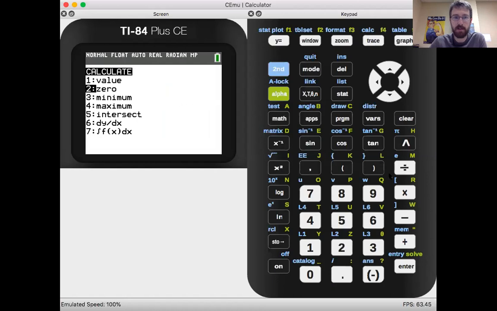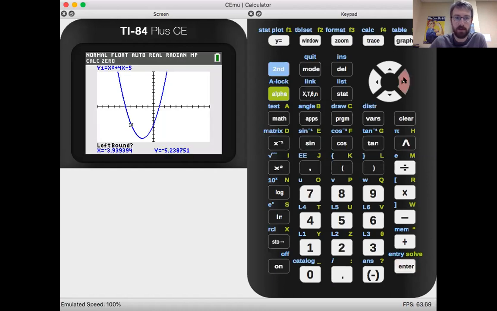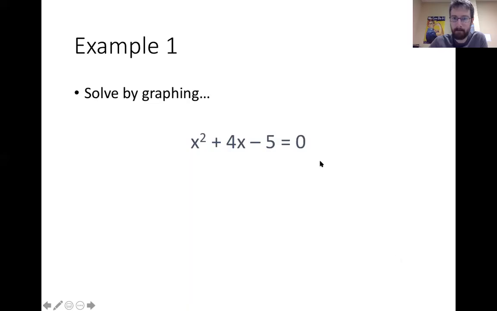So second trace, 0, scroll, move the cursor way over here. Now we want to be to the left, so get it close to the 0, move a few clicks to the left, hit enter, bring it back to close to the 0, go a few clicks to the right, hit enter. Guess doesn't matter, and 1, 0, so x equals 1 is our second solution. And looking at the PowerPoint, x equals -5 and 1. Those are our two solutions.